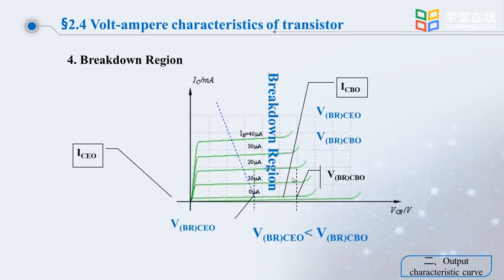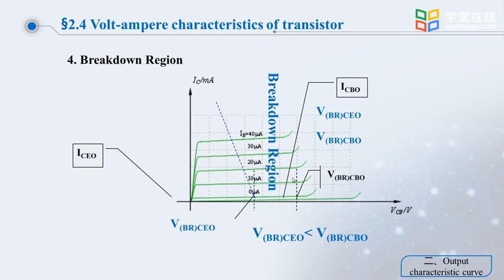Now let's look at the breakdown zone. With the increase of VCE, the reverse bias voltage on the transistor junction will also increase. When the reverse voltage increases to its breakdown voltage, the transistor will enter the breakdown zone. So the area to the right of this dotted line is the breakdown area. Here, the transistor has two characteristic parameters. When IB is equal to 0, with the increase of VCE, the voltage value corresponding to VCE at the breakdown of the transistor junction is called V(BR)CEO. This is one of its voltage parameters.